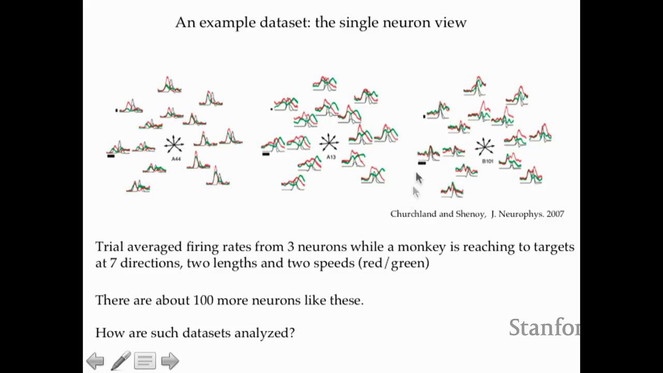Here's another neuron. It looks sort of completely different. Here's a third neuron. It looks extremely different as well. All right, and there's about 100 more neurons like this. So these data sets are somewhat complicated, right? There's a lot of complexity in this neural dynamics, seemingly. And so the question is, how are such data sets analyzed, right?